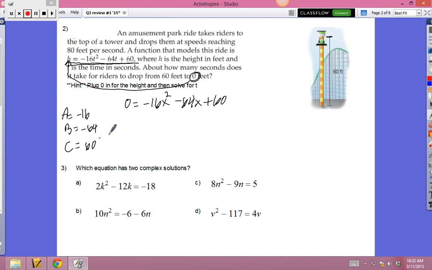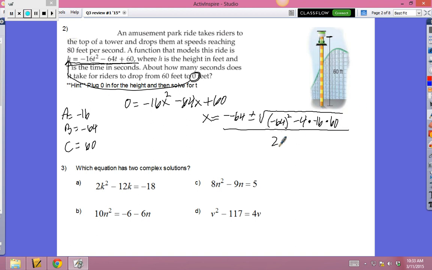So if we can identify correctly A, B, and C, you can plug them into the quadratic formula and it will give you 2 roots. And we got to figure out which root is our answer. So x equals negative b, so that's a negative 64 plus or minus the square root of b squared. Put it in parentheses or you're going to miss it. Negative 64 squared minus 4 multiplied by a, negative 16 multiplied by c, which is 60, all over 2 times a, so 2 times a negative 16.